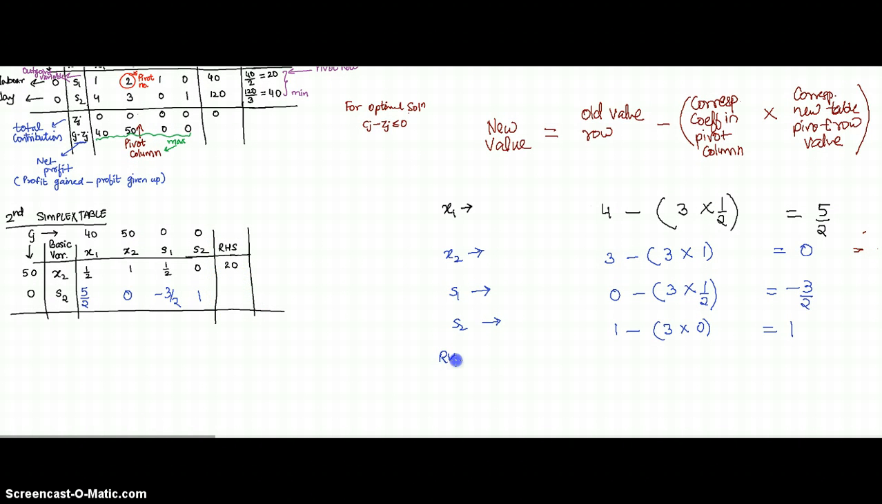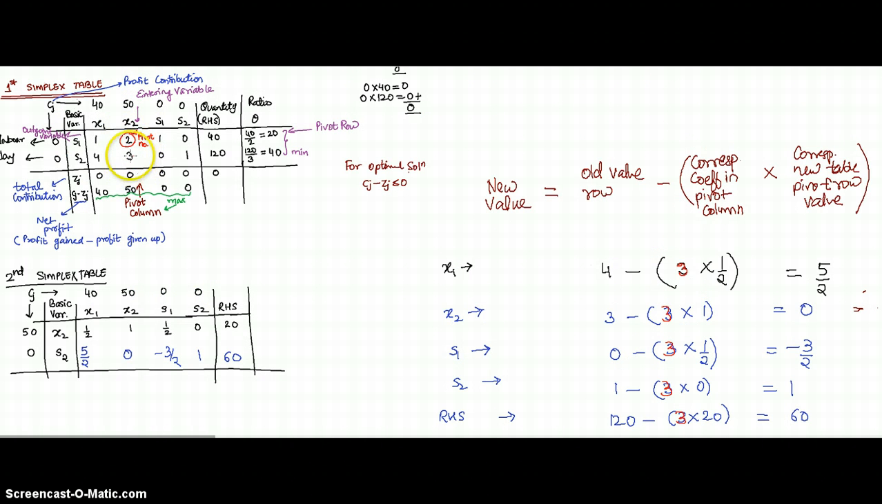And similarly, we want the RHS here. So for the right hand side quantity, it is the old number, 120, minus 3 into 20. So 120 minus 60, that is 60. So we'll get 60 here. If you observed, this number 3 is the same for all the calculations. This 3 is the number which is below the pivot number. So this 3 is the same for all the calculations of this row.